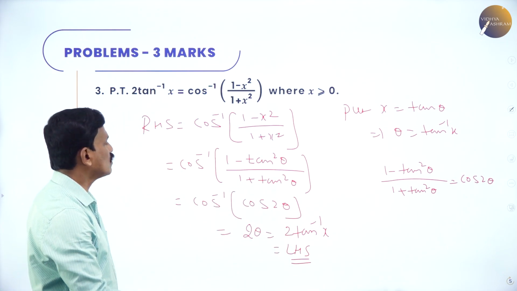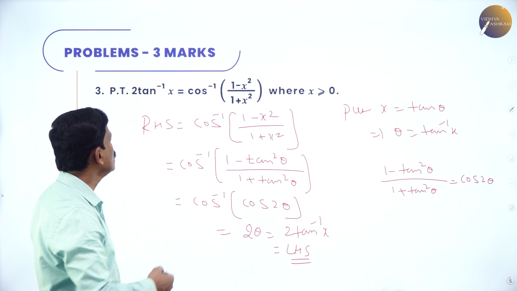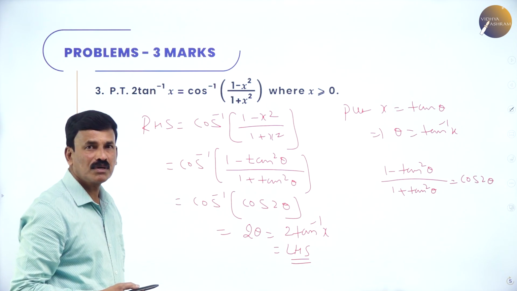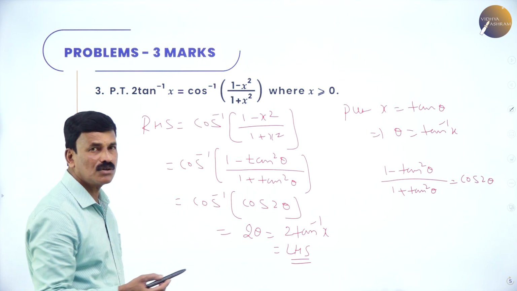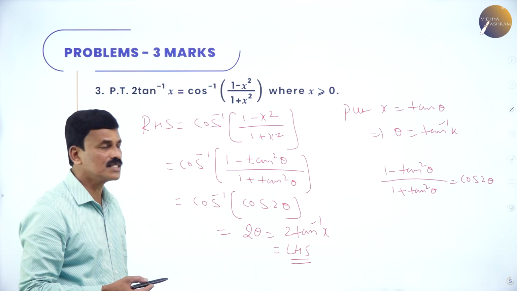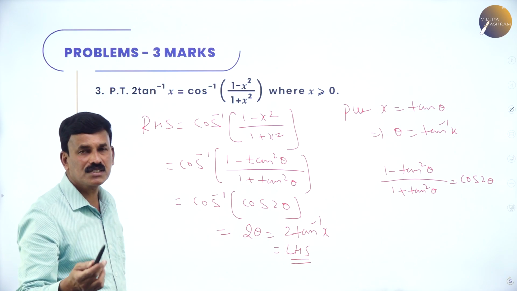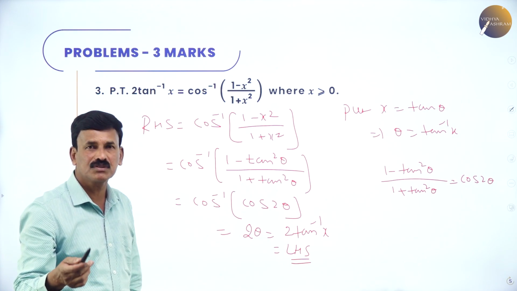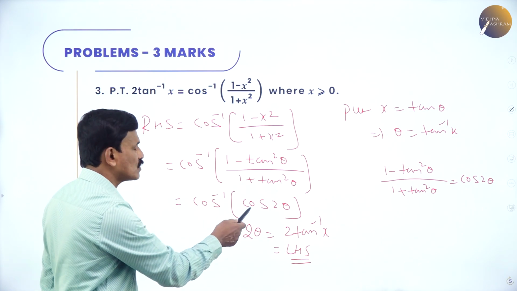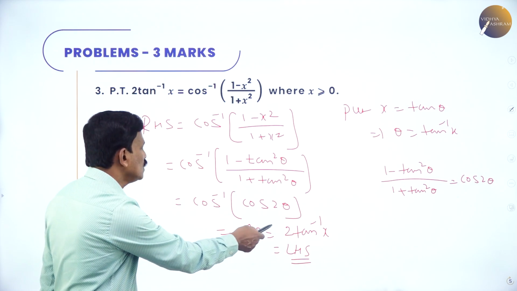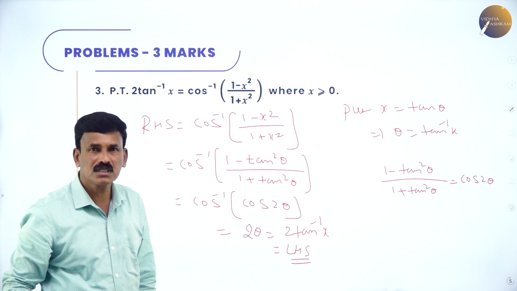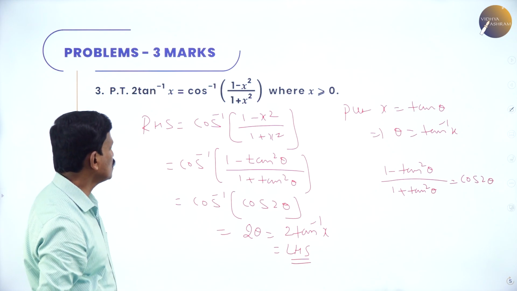See, just take RHS. What is RHS? Cos inverse of 1 minus x square by 1 plus x square. Put x is equal to tan theta, which implies theta is equal to tan inverse of x. We know 1 minus tan square by 1 plus tan square is cos 2 theta. Cos inverse cos 2 theta is nothing but 2 theta. Then 2 into the value of theta, tan inverse of x, which is the required answer.